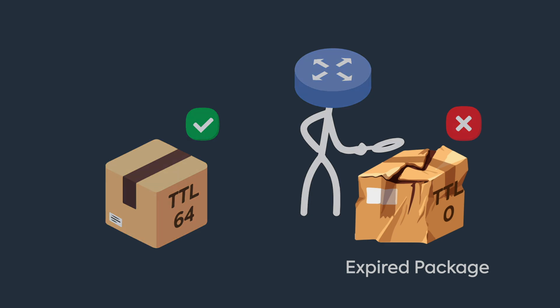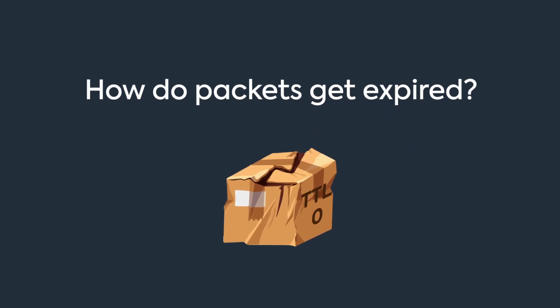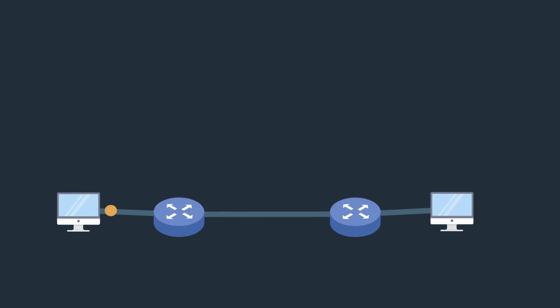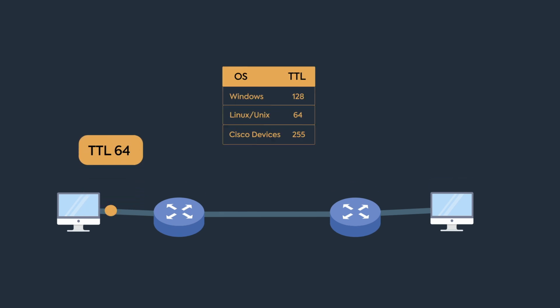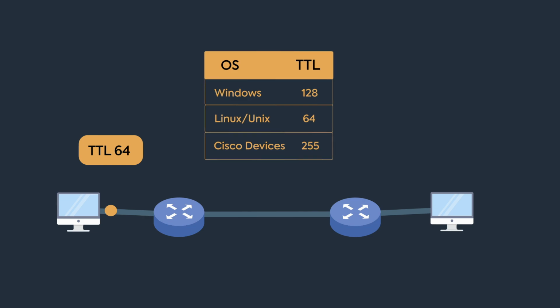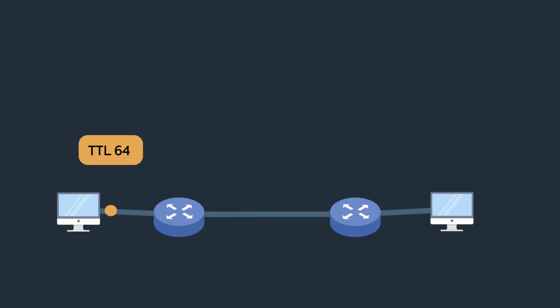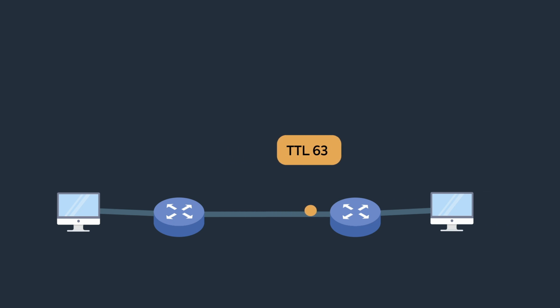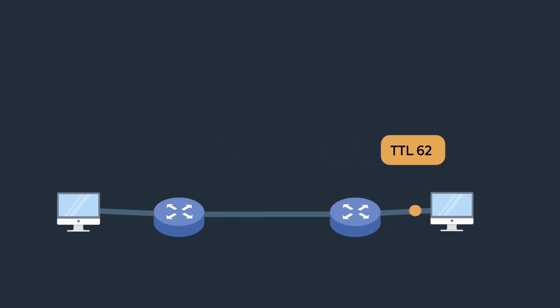But the question is, how does the packet get expired in the first place? Well, when the packet is crafted, it has a default value of either 64 or 128. Now this default value depends upon the operating system that is making the packet. These are some common initial values that you are going to find. Now when the packet is sent, each hop router will decrement the TTL value by just 1. So by the time the packet reaches the destination, its value is reduced.